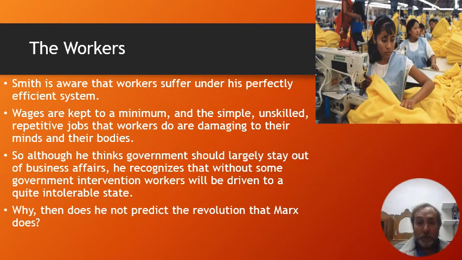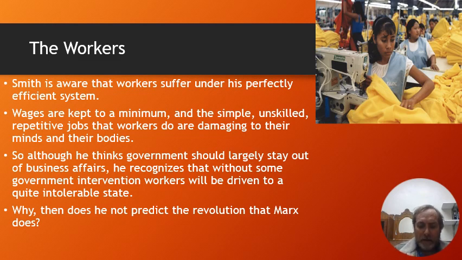Of course, none of this sounds great for the workers, and Smith is aware of this, right? He's aware that workers are going to be suffering under his perfectly efficient system, right? Wages are kept to a minimum, not to mention that pulling wire all day is going to have detrimental effects on your body and your mind, right? It's a pretty stultifying and exhausting sort of way to live your life, 8 hours a day, if not more. So although Smith was opposed to the mercantilism of the British, and he thinks that government should largely stay out of the affairs of business, he does recognize that without some sort of government intervention, workers will be driven to an intolerable state.